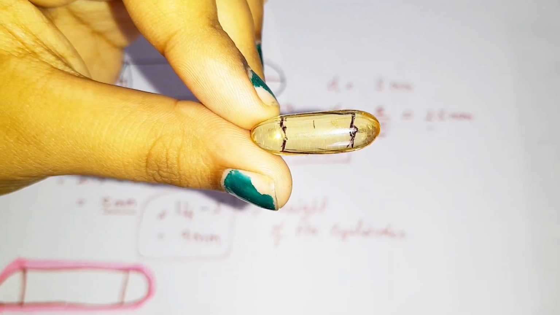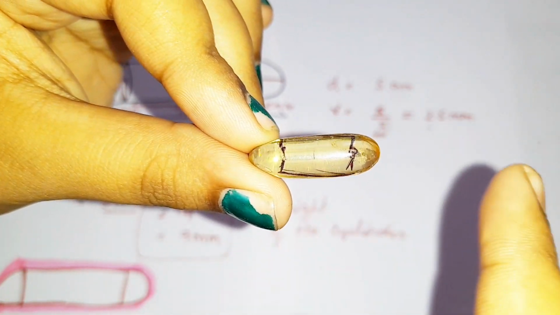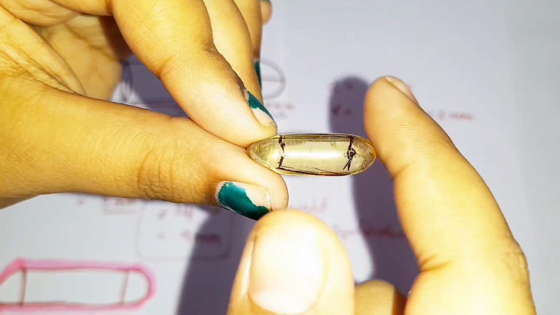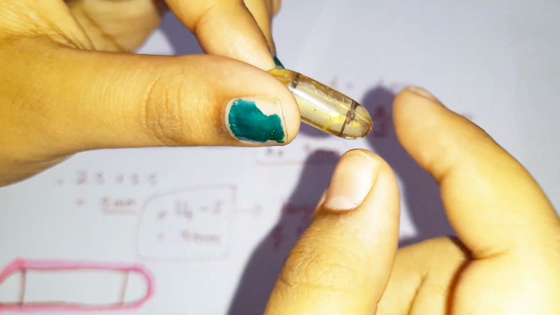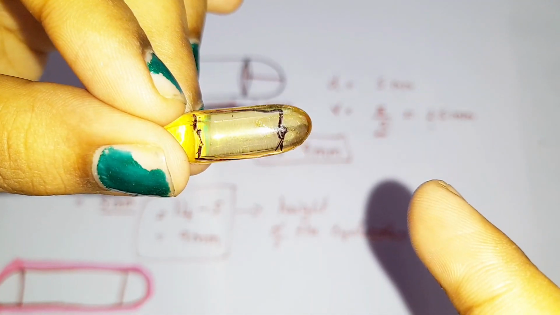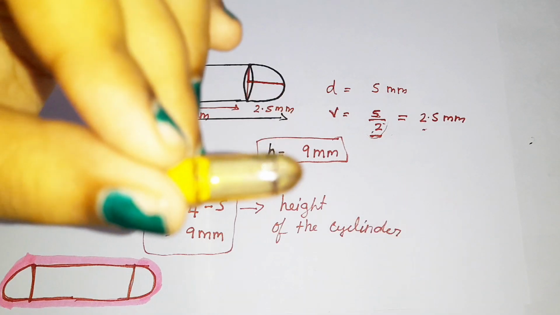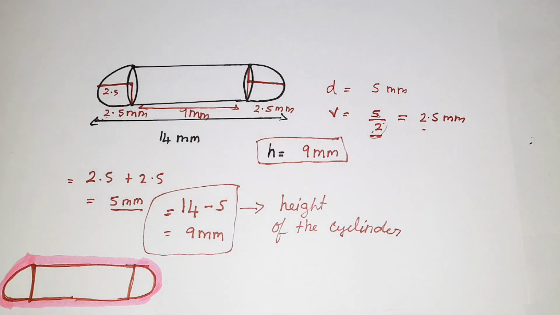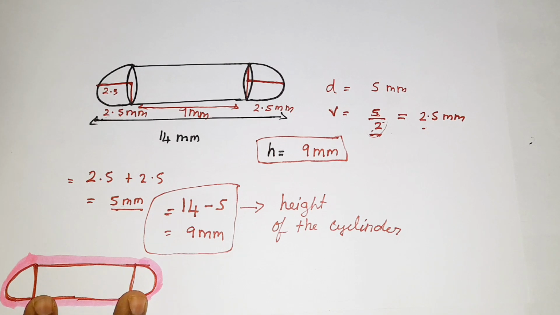Here you can see the capsule. If I tell you guys to paint it, what will you do? You will just paint the complete capsule like this, right? So I am going to be using curved surface area of the cylinder as well as the hemispheres. How many hemispheres are there? There are 2 hemispheres. So I am going to be writing curved surface area of 2 hemispheres.